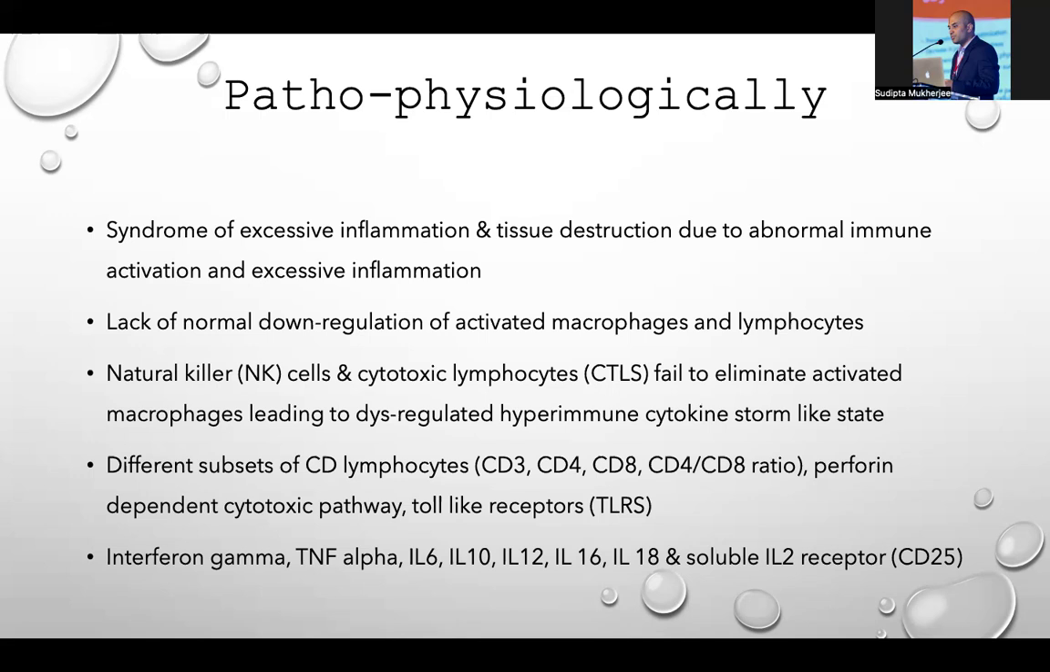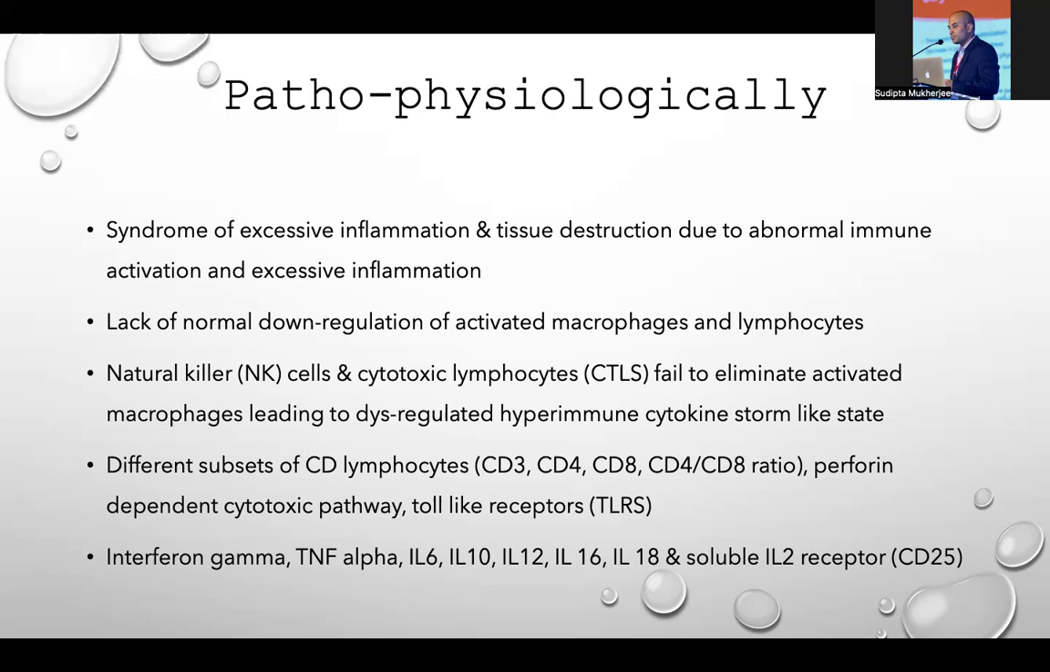What happens in a normal infection or inflammatory setup? Once the initial inflammatory cascade has been activated, a parallel cascade starts to control the inflammation, and there is downregulation of activated macrophages and lymphocytes by natural killer cells and cytotoxic lymphocytes. Here, in this case, these two cell types fail to eliminate activated macrophages, leading to a dysregulated hyperimmune, cytokine storm-like state. Different subsets of CD lymphocytes are involved, like CD3, CD4, CD8. There is an alteration in the CD4 to CD8 ratio.